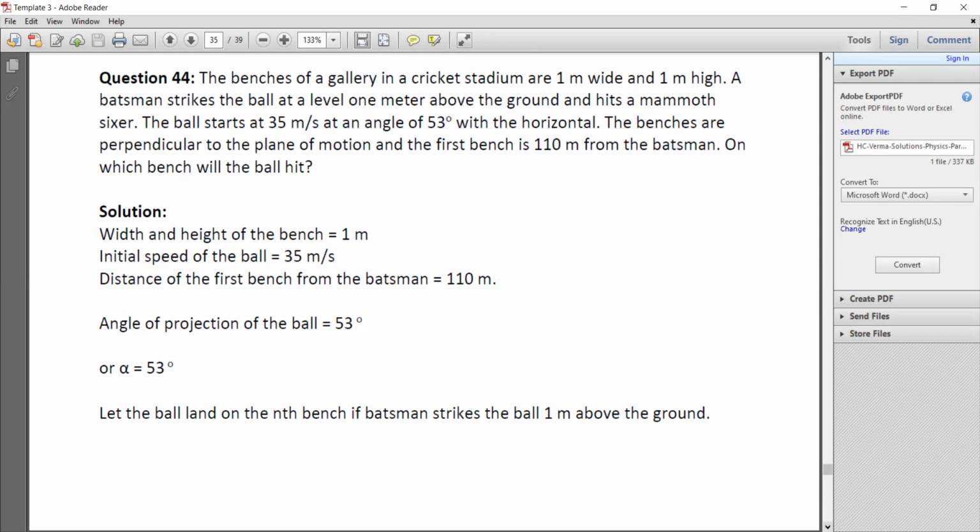Question 44. The benches of a gallery in a cricket stadium are 1 meter wide and 1 meter high. A batsman strikes the ball at a level 1 meter above the ground and hits a mammoth sixer. The ball starts at 35 meters per second at an angle of 53 degrees with the horizontal. The benches are perpendicular to the plane of motion and the first bench is 110 meters from the batsman. On which bench will the ball hit?